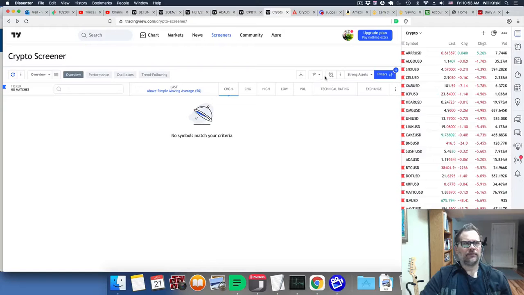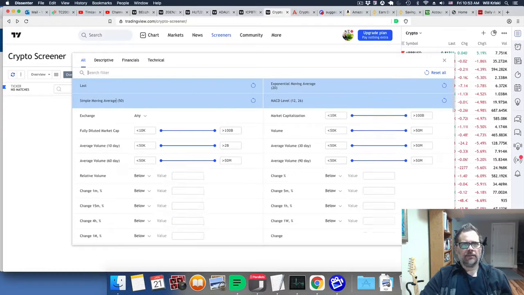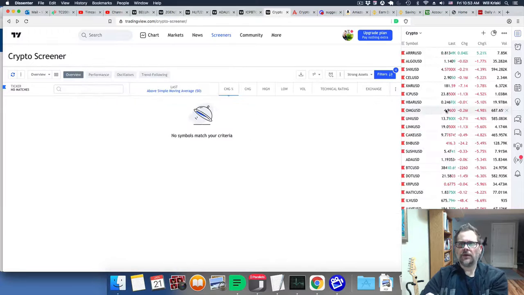And so the next page, I have a crypto screener. Nothing is showing up here, but there were a few until recently. I've put here that the price is above the 50. The simple moving average 50 is above 200. The 20 is above the 50. So it's pretty conservative. And the MACD is above the signal. So nothing right now is showing up.